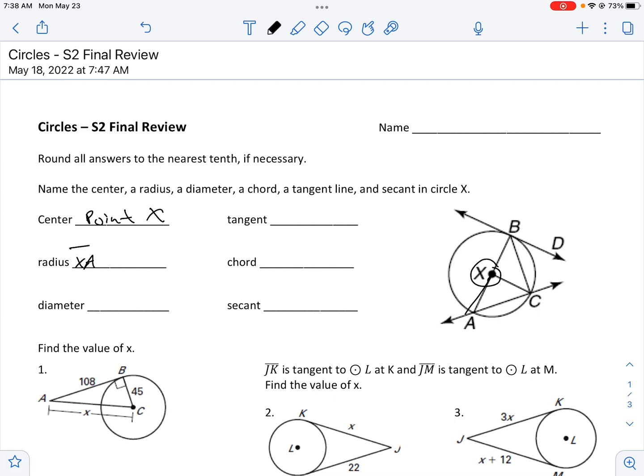Well, XA, XC, XB. A diameter, AB. Kind of marking this up, so let me erase.